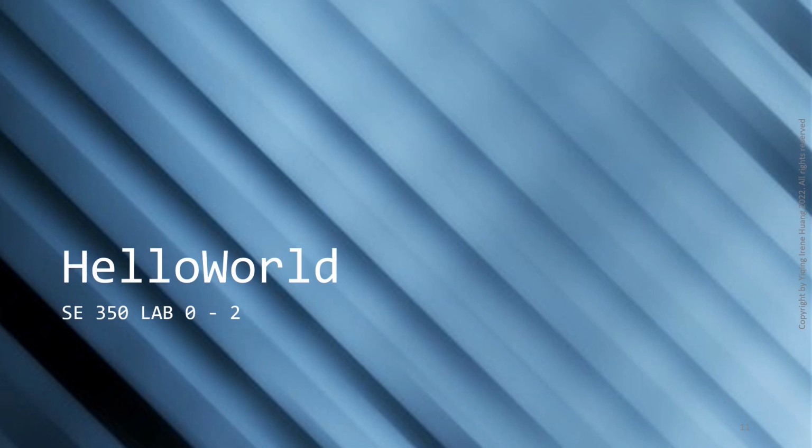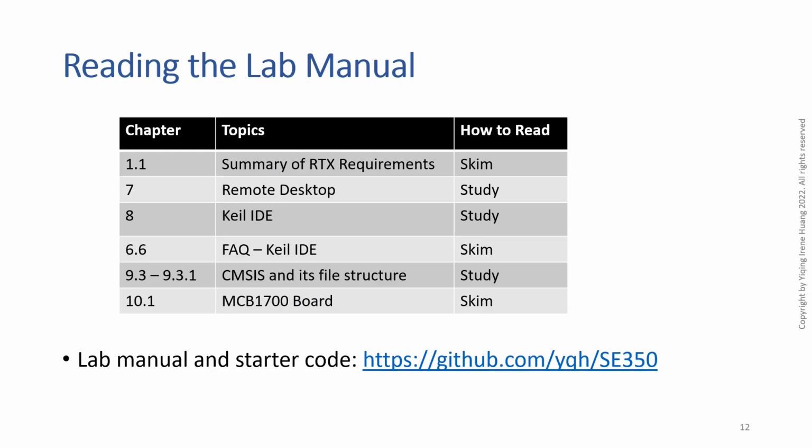Now let's get started with HelloWorld. The lab manual is on GitHub. It is about 100 pages long. It is probably a little bit overwhelming to see such a long document, and you may wonder where to start and how to read it.